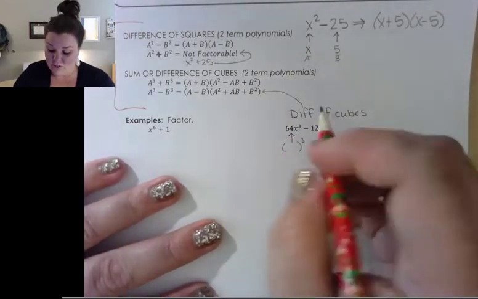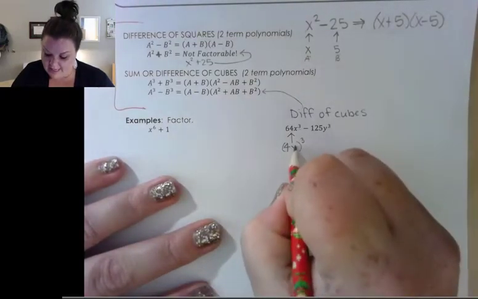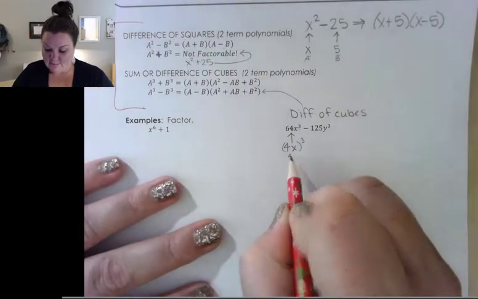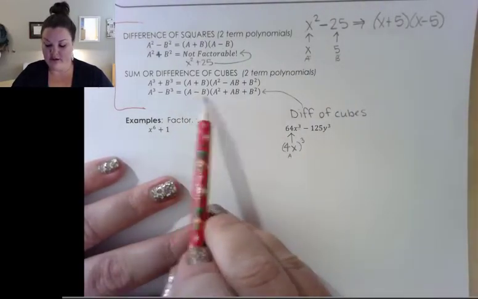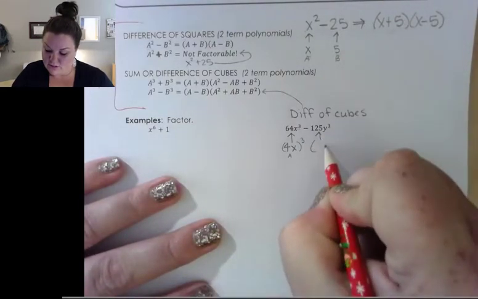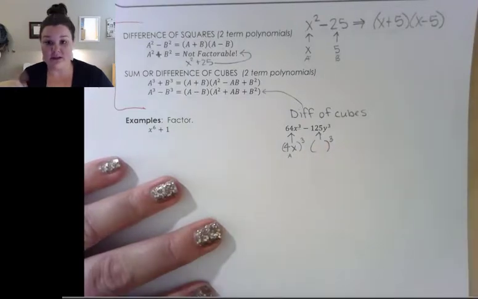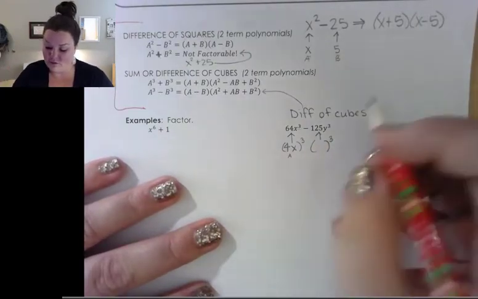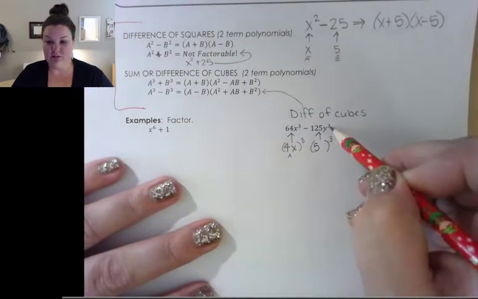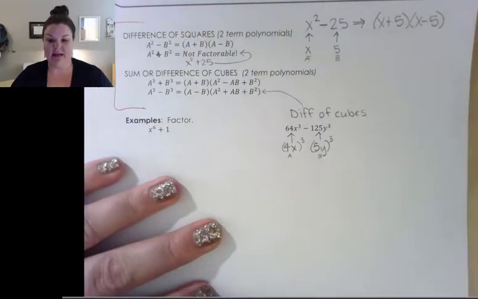Well, I would have to cube 4 to get 64, and I would have to cube x to get x squared. So this is my first base. This is like my a, what I'm going to be plugging in for a up here, right? And then to determine what I have to cube here, the cube root of 125, or the number times itself 3 times that gives us 125, is 5. And the letter we have to cube here to get y cubed is y. So this is like my second base.